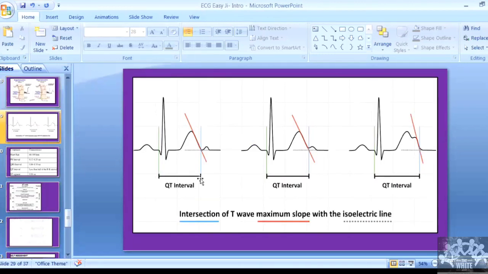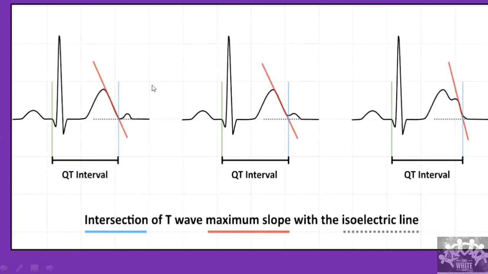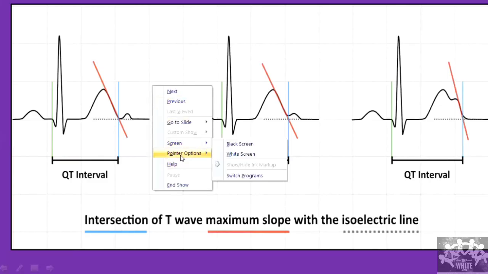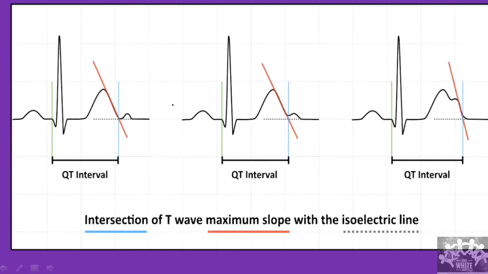So in this wave here, we have an isoelectric line. What is a segment is just a single activity. So let's say this part from the end of the S wave till the onset of the T wave. This part is called the ST segment.